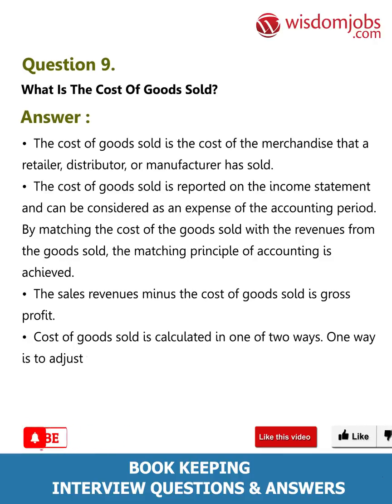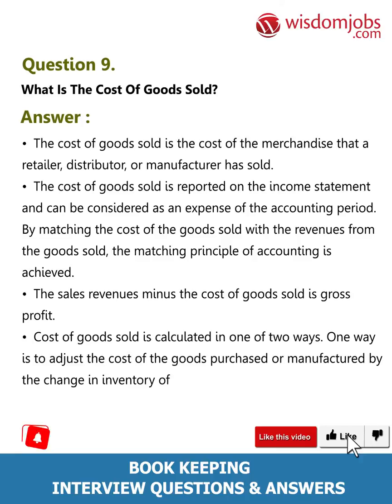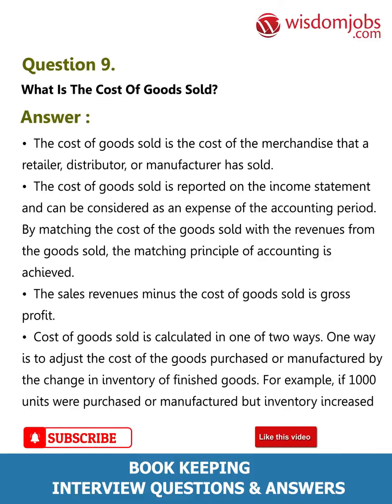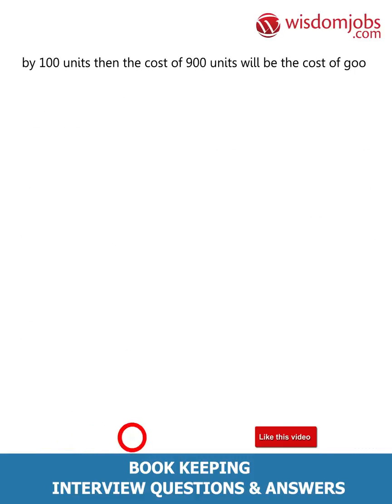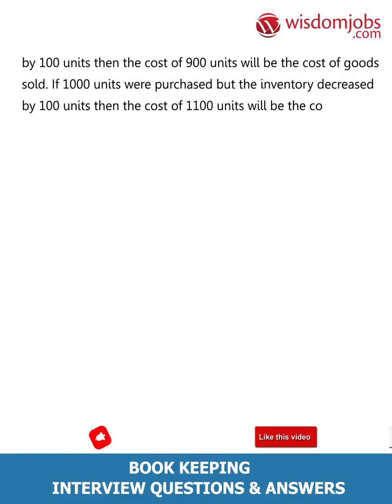One way is to adjust the cost of the goods purchased or manufactured by the change in inventory of finished goods. For example, if 1000 units were purchased or manufactured but inventory increased by 100 units, then the cost of 900 units will be the cost of goods sold. If 1000 units were purchased but the inventory decreased by 100 units, then the cost of 1100 units will be the cost of goods sold.